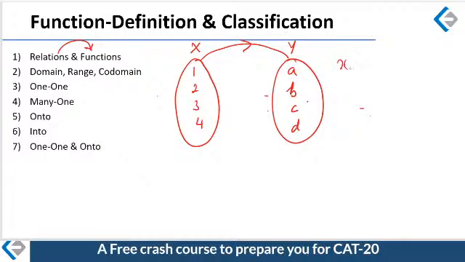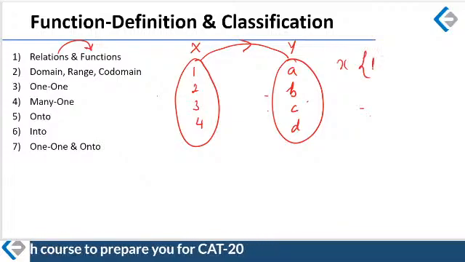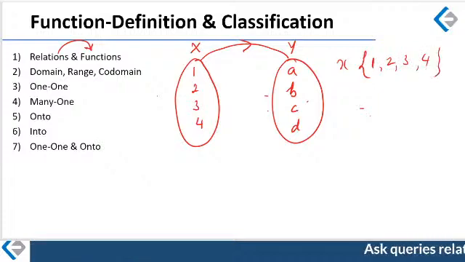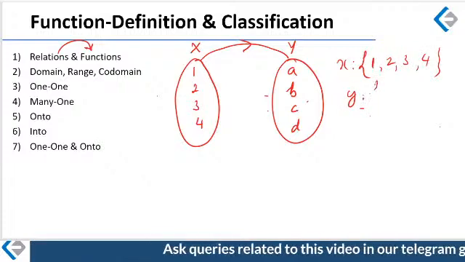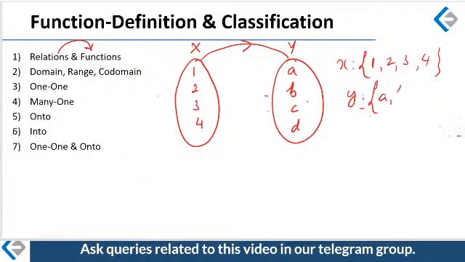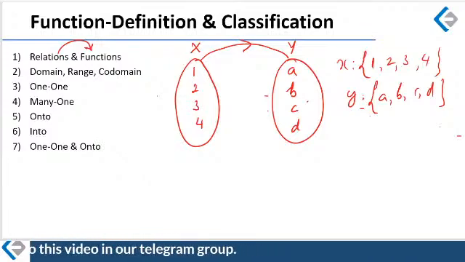Basically X is a set, nothing but a set. What are the elements of this particular set? 1, 2, 3 and 4. Y is another set. What are the elements of this set? a, b, c, d. Is it necessary that both of them should have 4 elements each? It's not necessary. I'm not talking about it. I've just taken this as an example.